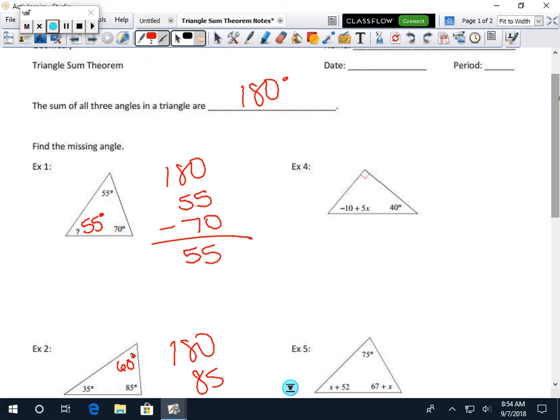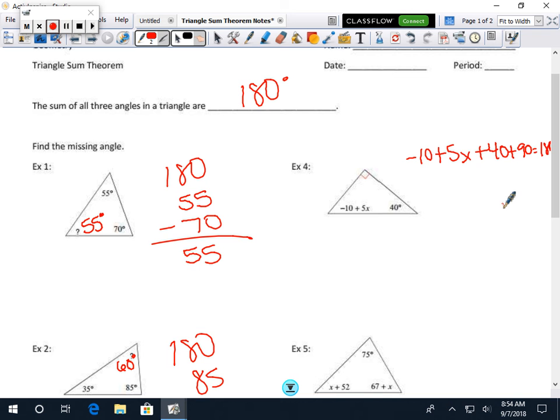Alright, so let's take a look at example 4 here. Once again, I'm going to solve for x. I'm going to set up all of the information I do have, added together, and then set that equal to 180. So I have negative 10 plus 5x plus 40 plus 90, and I'm going to set that equal to 180. I ran out of room, sorry.